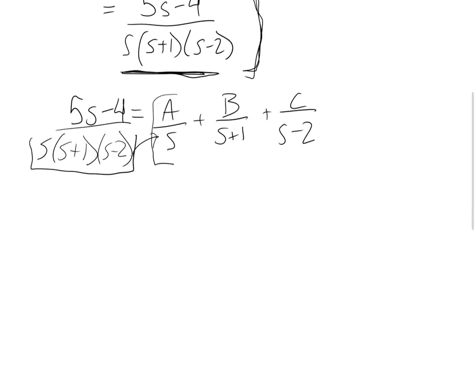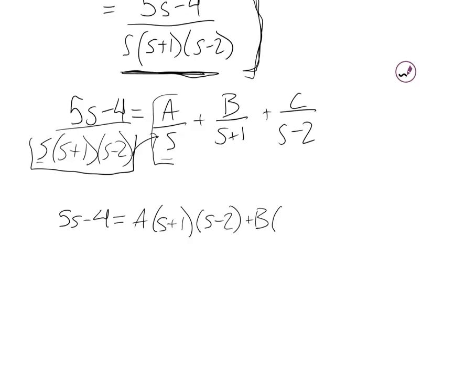So that's 5s minus 4 equals A times (s plus 1)(s minus 2), because the s here and here cancel, plus B times s(s minus 2), because the s plus 1s cancel, plus C times s(s plus 1), because the s minus 2 and s minus 2 cancel.